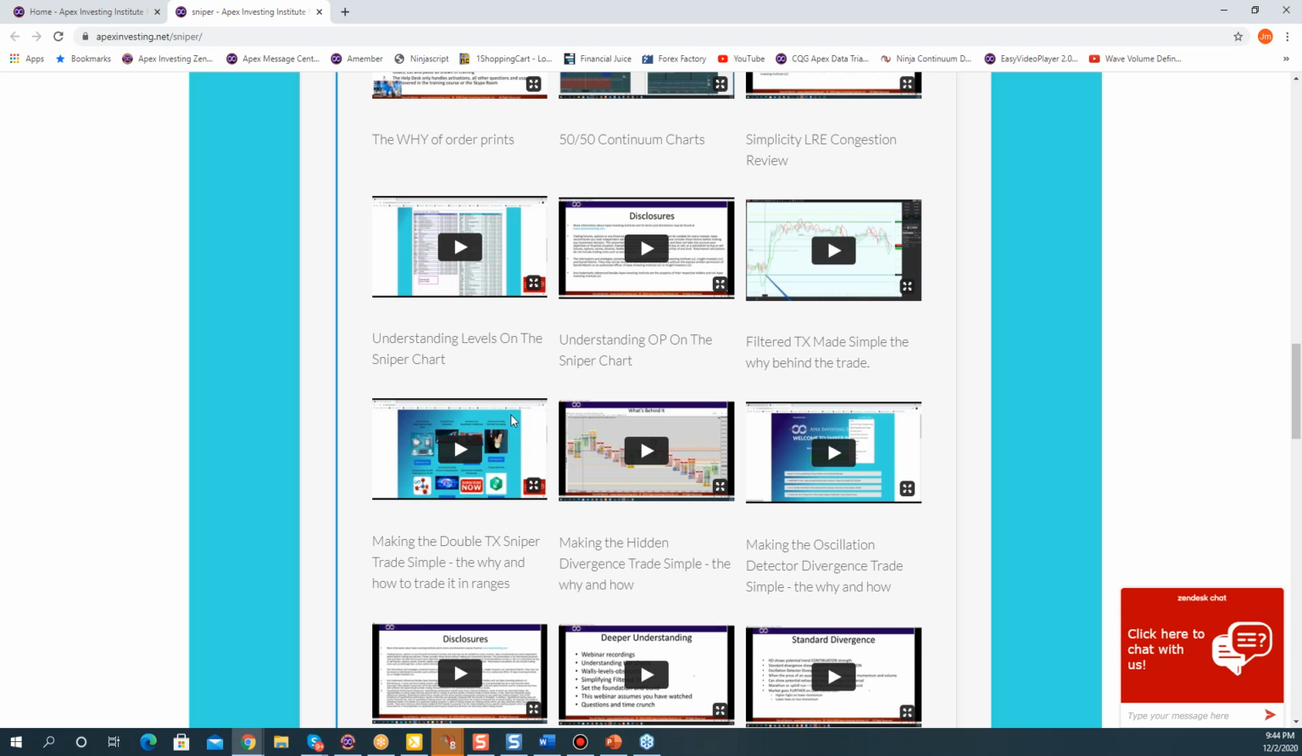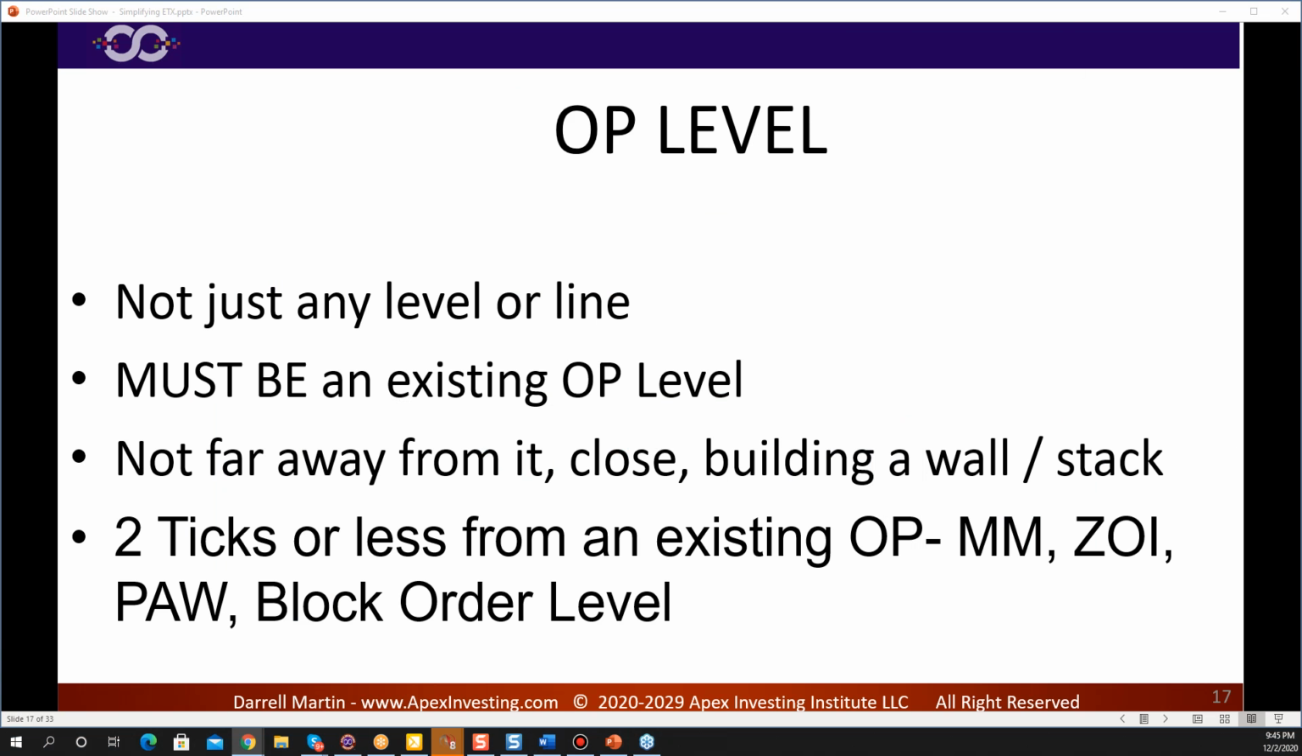This webinar shows you everything that is not order prints. This next webinar, understanding order prints on the sniper chart, shows you everything that is order prints. So I separate them out for you, so make sure to watch those videos there. But it's literally existing mini magnet, existing ZOI, existing Paul, or existing block order. And those are all covered on the video there.